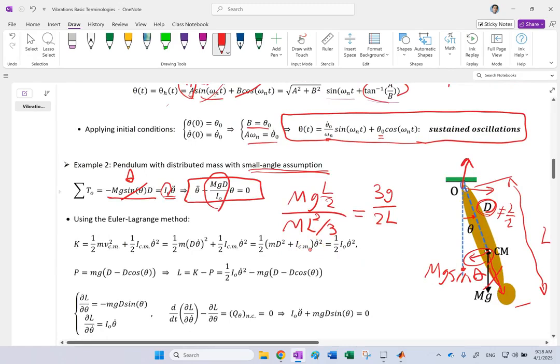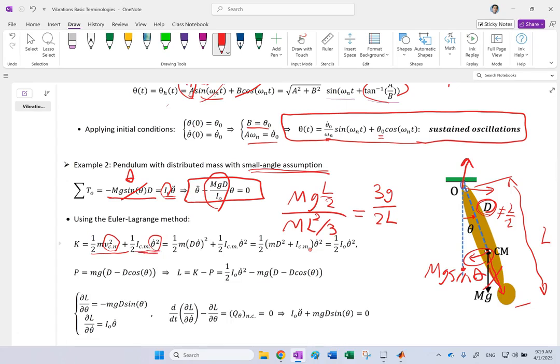If it's not a slender bar, then you simply get this one. Now, you can also derive the equation of motion, instead of the Newton method, using the Euler-Lagrange method. This time, you have a rigid body, and a rigid body has two kinetic energies, one due to translation and the other due to rotation. Your translation term is 1/2 mass times velocity at the centroid squared. Your rotational term is 1/2 I about the centroid times theta dot squared. And this is for a 2D case.